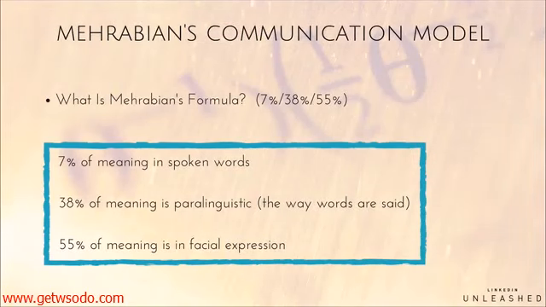So, Mehrabian's communication model. What is Mehrabian's formula? It is 7%, 38%, 55%. This means 7% of meaning is in spoken words, 38% of meaning is paralinguistic, so it's the way words are said, so the tone of the voice, and 55% of meaning is in facial expression, so body language, for example.